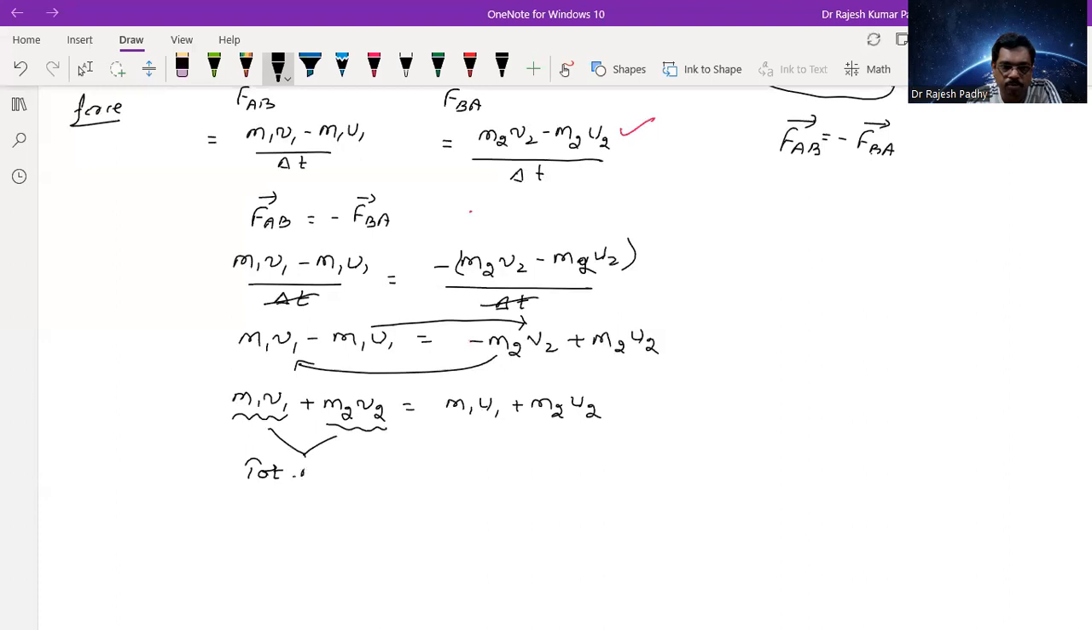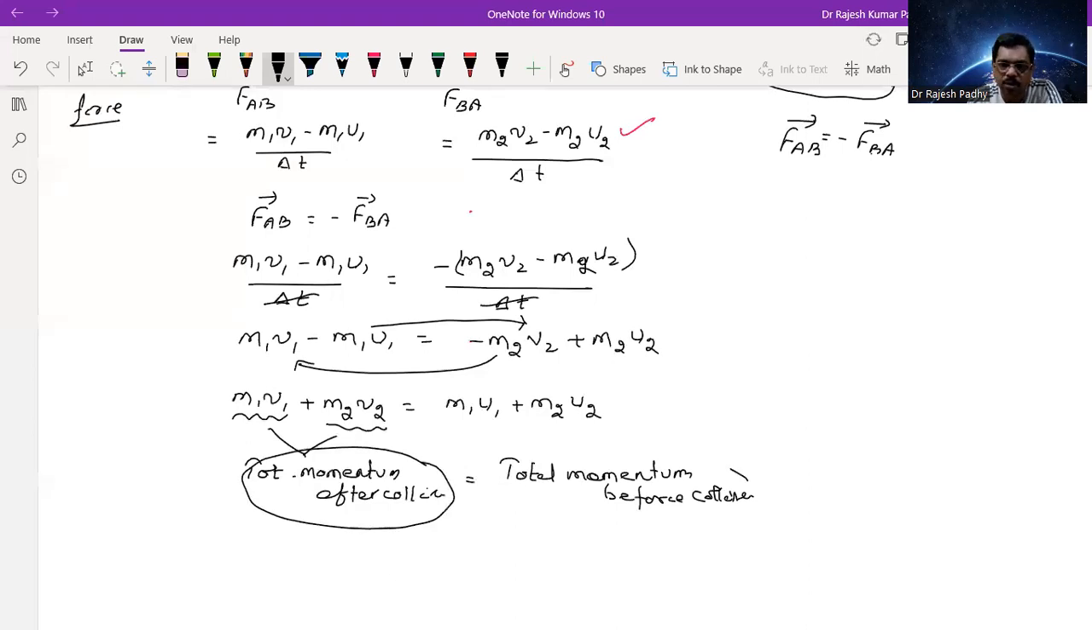Total momentum after collision is equal to total momentum before collision. That means the momentum after collision is equal to the momentum before collision. That is, total momentum remains conserved. This proves the law of conservation of linear momentum.